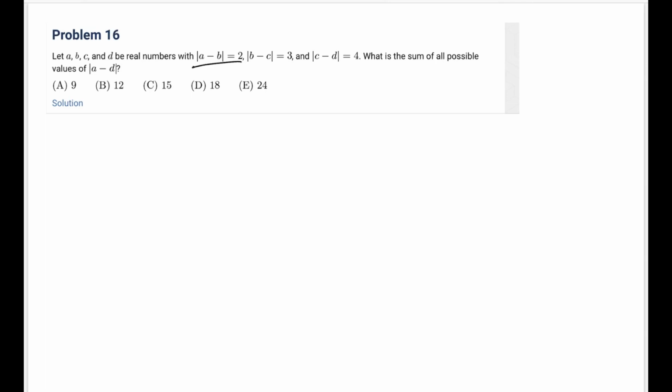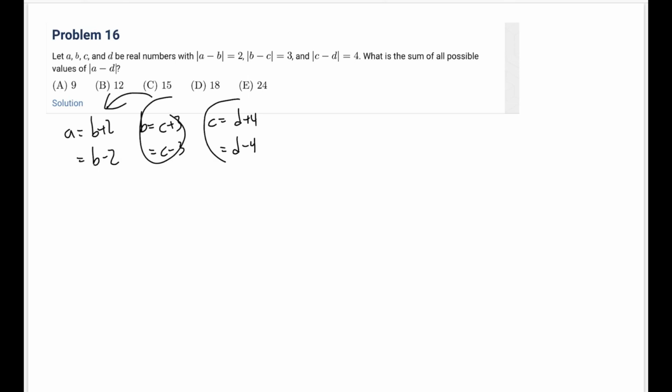Okay, so from this one, we have two choices, kind of. So A is B plus 2, or A is B minus 2. And then from this one, B equals C plus 3 or C minus 3. From this one, we can see C is D plus 4 or D minus 4. So A minus D, let's say, so let's just put these into here and put these into here, right? So if we do that, then we get a lot of different values, right?